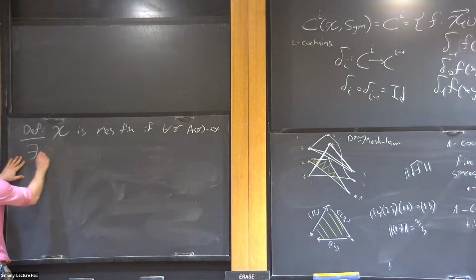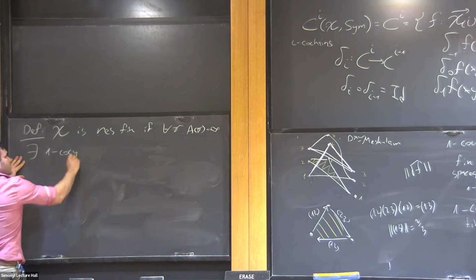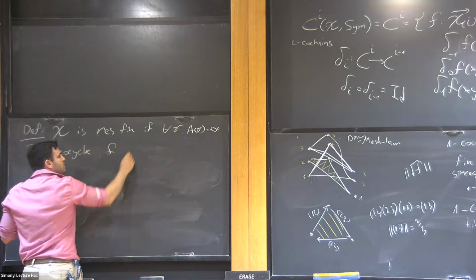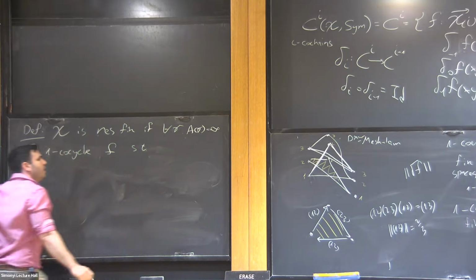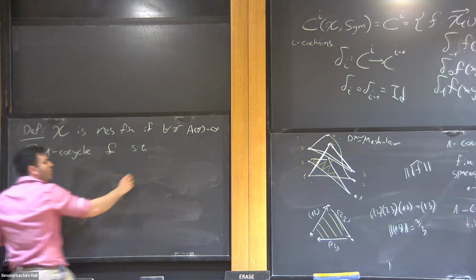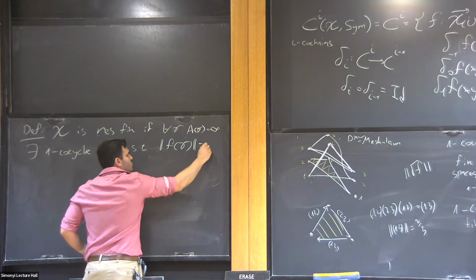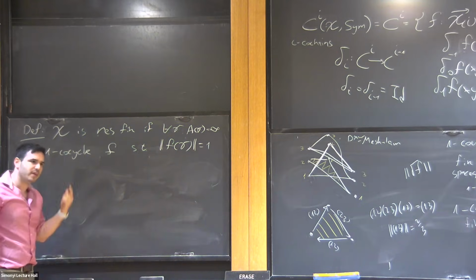So there exists a one cocycle f such that the norm of f of gamma, and I didn't even define what f of gamma is, is 1. Okay, so let's think about it.